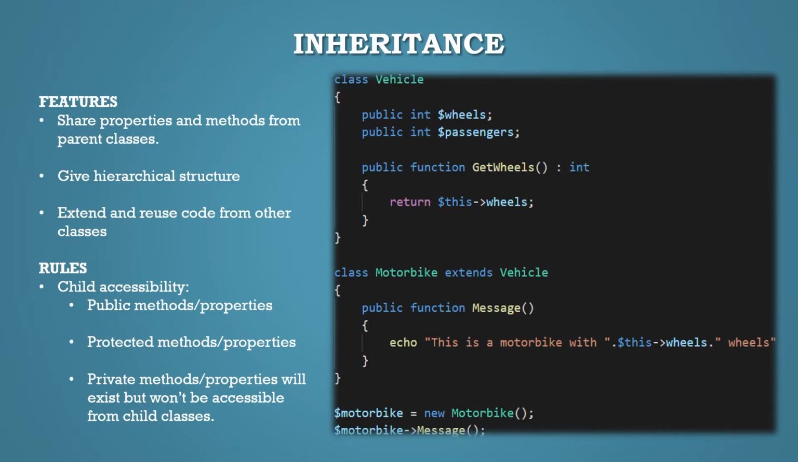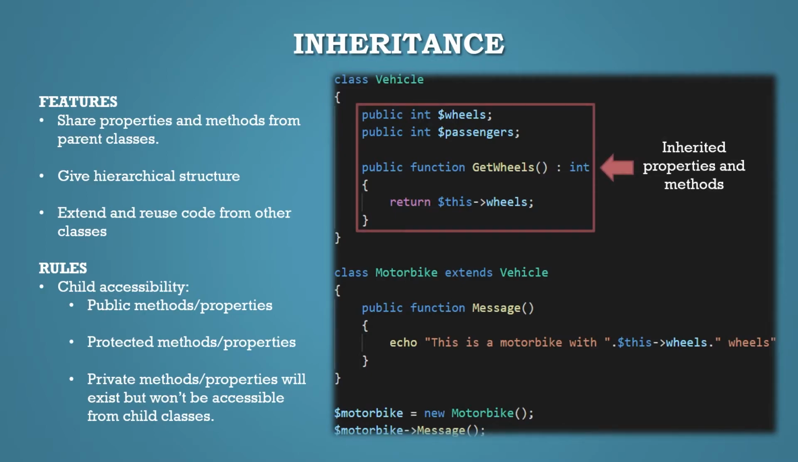And one of the most important rules is that the accessibility keywords are also affected in inheritance, meaning that public methods and properties are accessible to child classes, but they are also exposed outside the class. However, protected methods and properties are only accessible from inside of the class and from inside of the child classes, acting as a private keyword but for child classes as well. On the other hand, private methods and properties will exist on the child classes, but they won't be accessible from them.